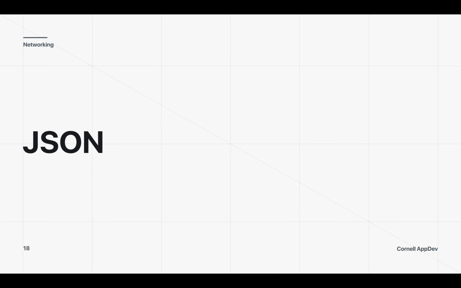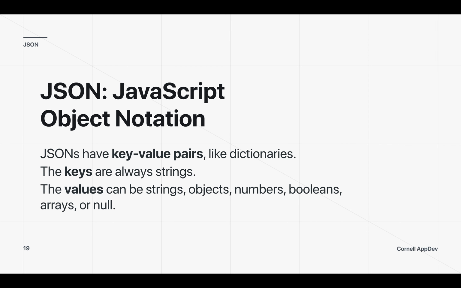And now we're going to talk briefly about JSON, which is JavaScript Object Notation. JSONs have key value pairs like dictionaries. The keys are always strings, and the values can be strings, objects, numbers, booleans, arrays of any of those previous values, or null. So when we mentioned that they're like dictionaries, if you were to print a whole JSON out, it would look like a dictionary.